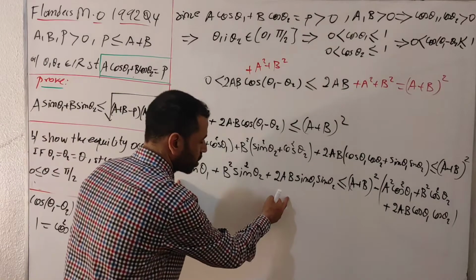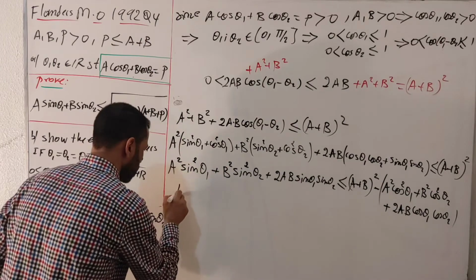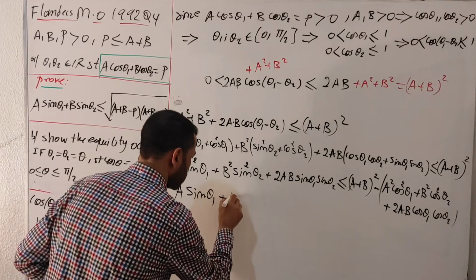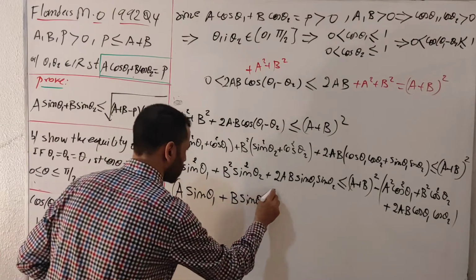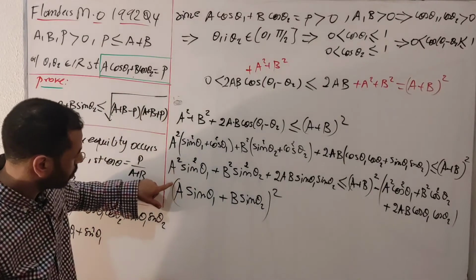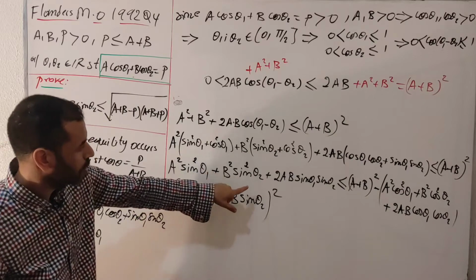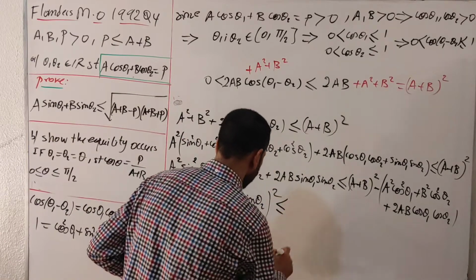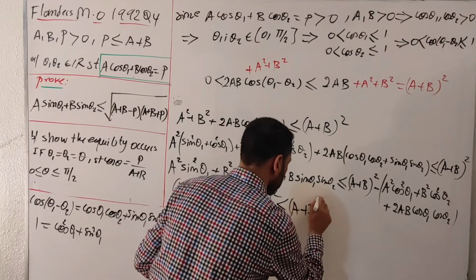I'm going to transform this expression into a quantity square, which is the form of a quadratic polynomial, which is A multiplied by sine theta 1 plus B multiplied by sine theta 2 quantity square. If we distribute this one, it takes us to the original one, okay? So I will have A square sine square theta 1 plus B square sine square theta 2 plus 2 times AB multiplied by sine theta 1 sine theta 2. It's all inferior or equal to this term. I will have A plus B quantity square.